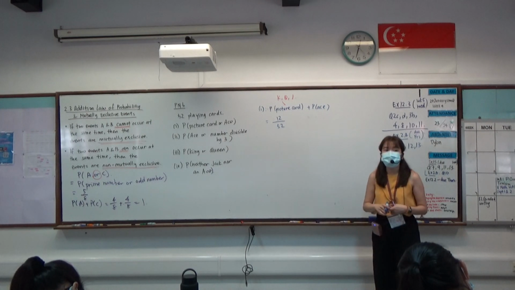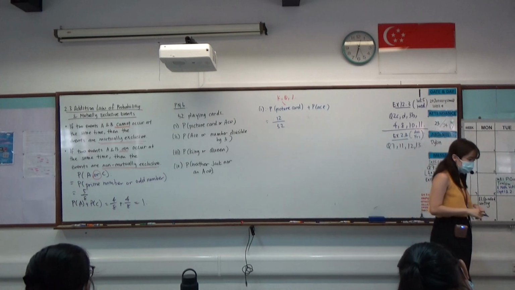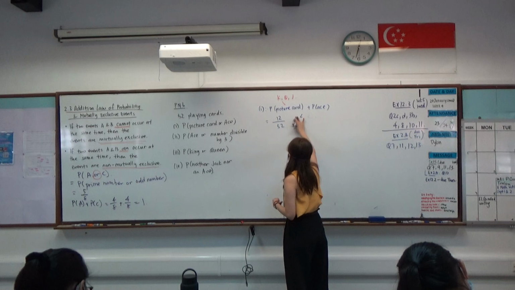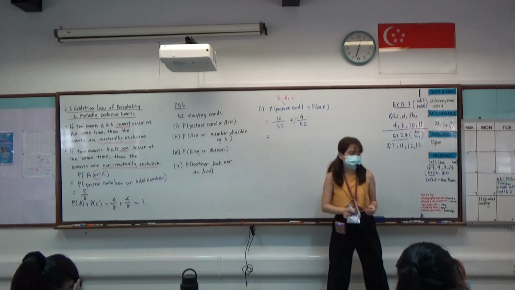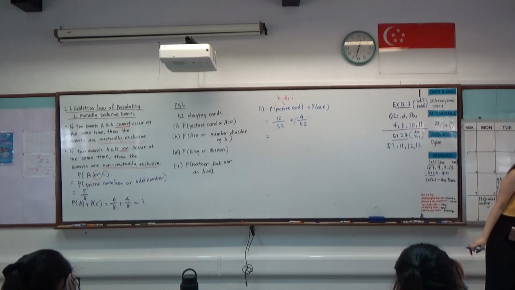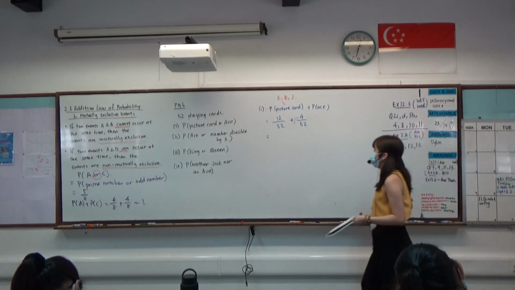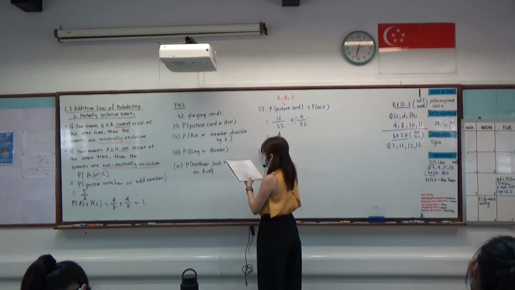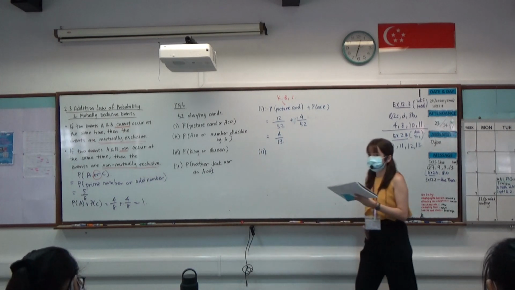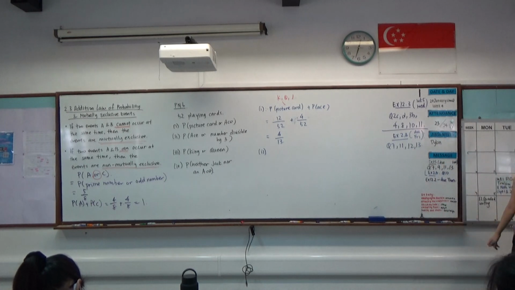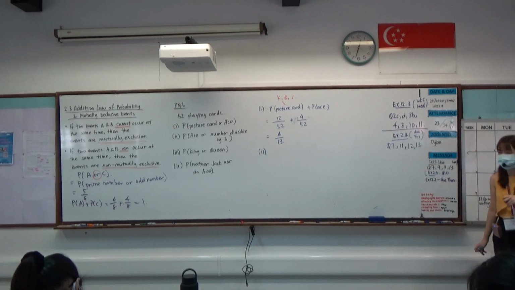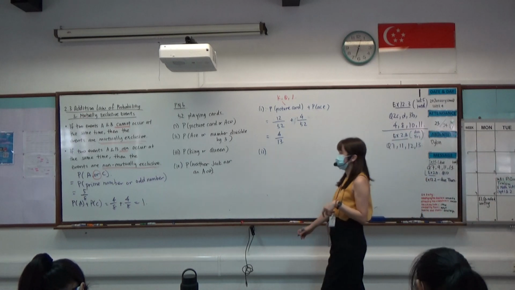Then for the probability of ace, how many aces are there in total? 4, right? So 4 over 52. And that would give us 4 over 13 as our final answer. I'd like you to very quickly do parts 2, 3 and 4 to determine the probabilities.